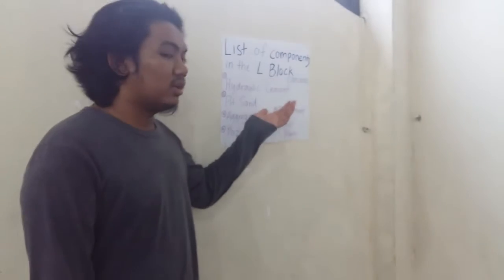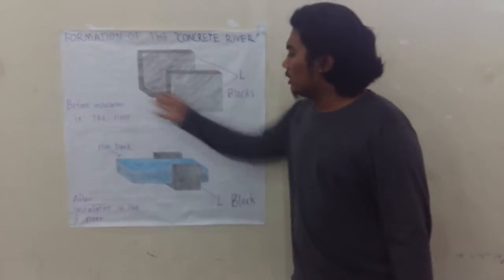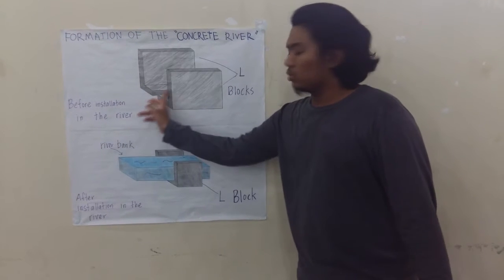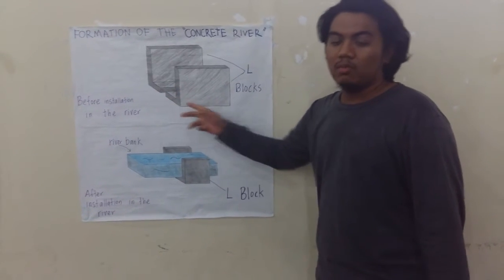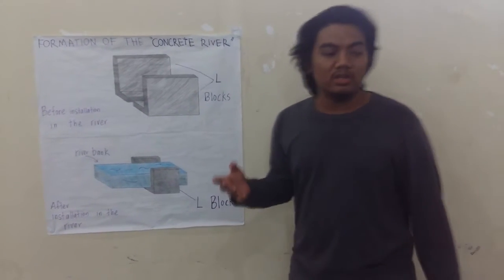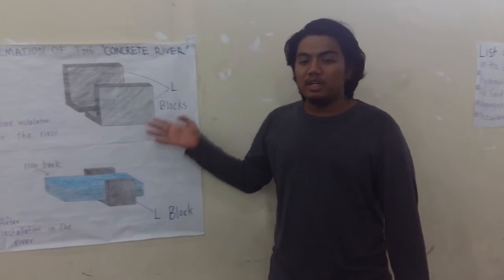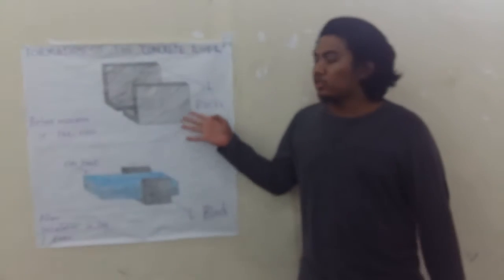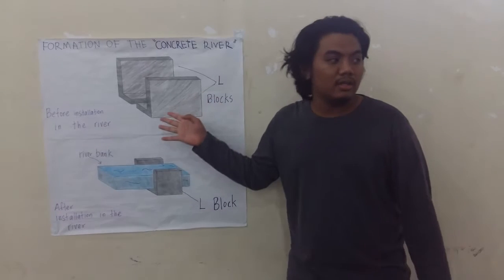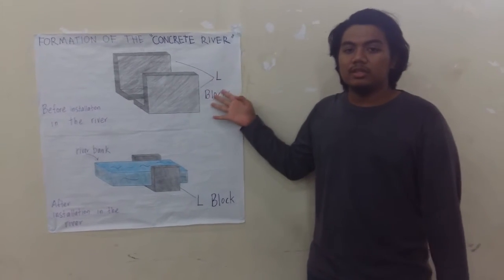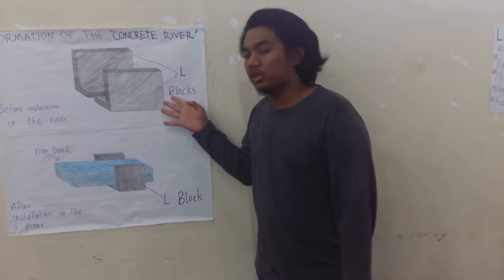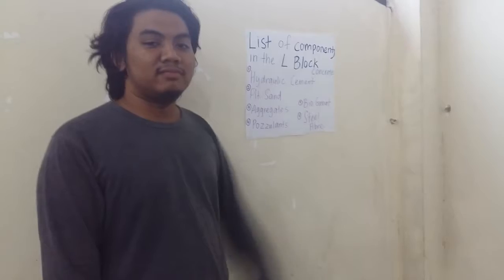Then, the biogrout. Biogrout is a material to be filled between the L-shaped blocks to completely merge them together. Why do we choose biogrout? Because biogrout improves the mechanical properties of the concrete, reduces the permeability of the concrete, and reinforces the cementitious properties of the concrete. And finally, for reinforcement purposes, steel fiber is added.